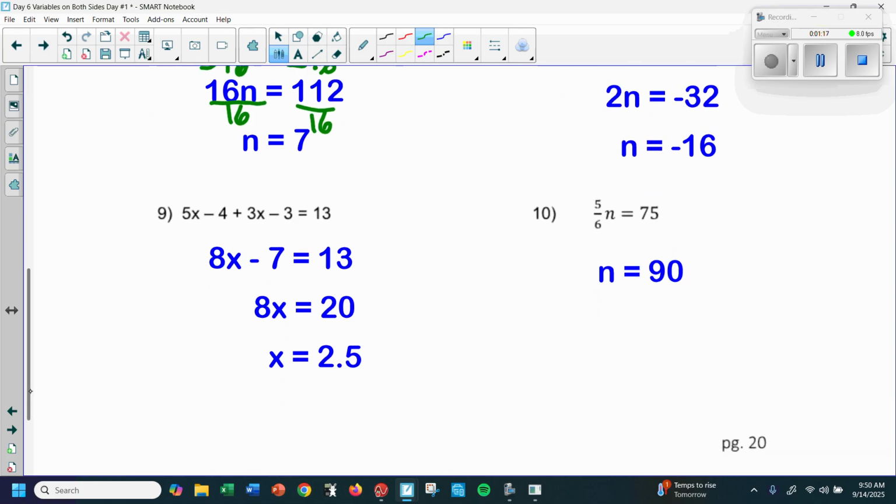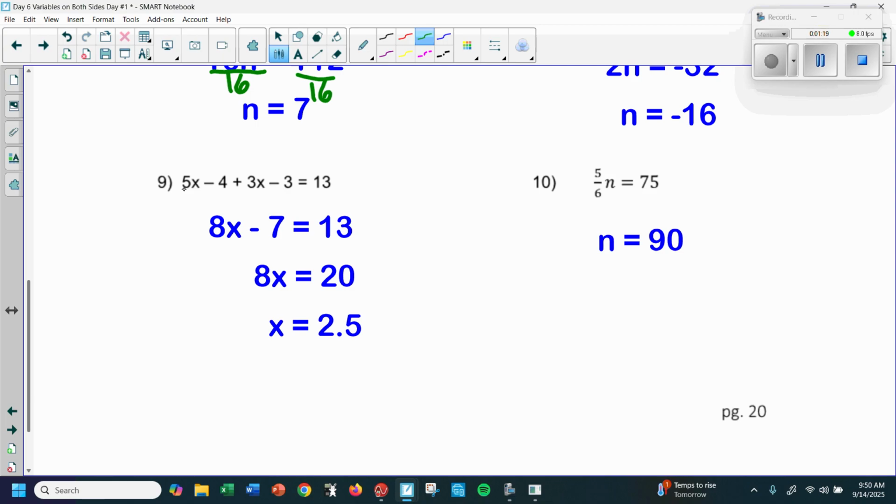For number 9, again, you would combine like terms first. You get 8x, and then you get -7. Again, I'm sorry for the handwriting. It's not easy to write on a laptop.